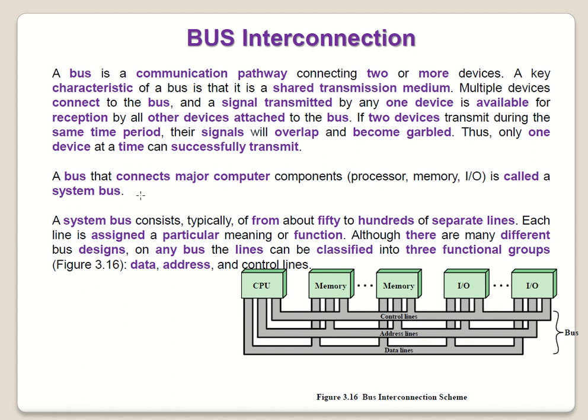The bus may contain maybe hundreds of lines. Each line is assigned a particular meaning or function. So you can say there are many different bus designs. We have a data bus, an address bus, and a control bus. The data bus carries the data, the address bus carries the address, and the control bus carries the control signals.